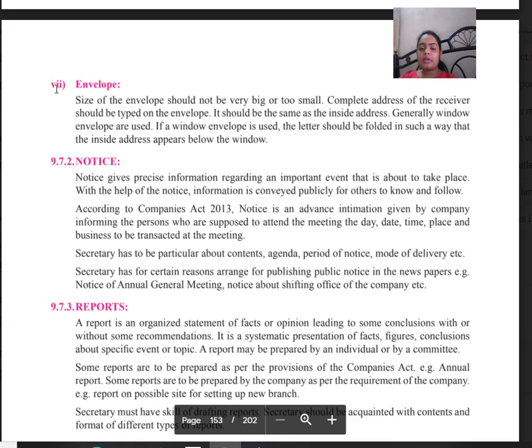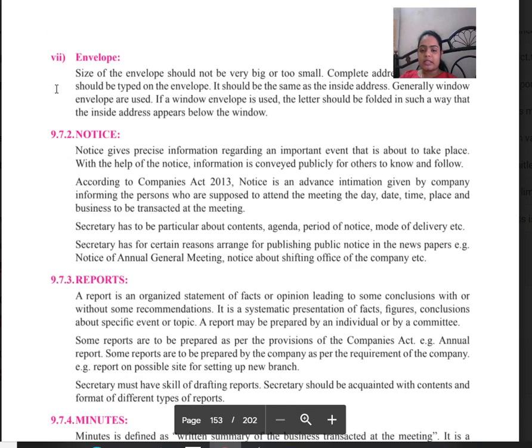If a window envelope is used, the letter should be folded in such a way that the inside address appears below the window. So we have seen envelopes which have transparent covers or a transparent side. While folding the letter, it is seen that the address of whoever has to receive the letter is visible in the blank window which appears on the envelope, which is transparent.